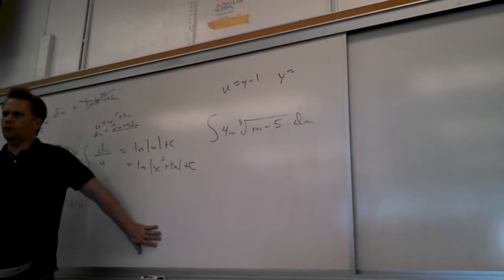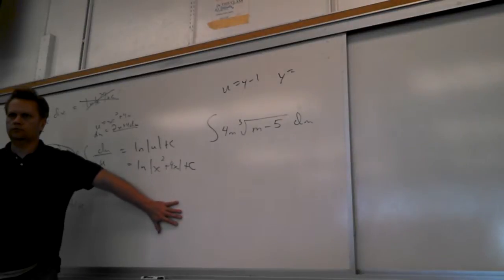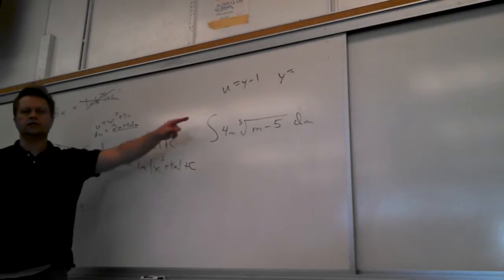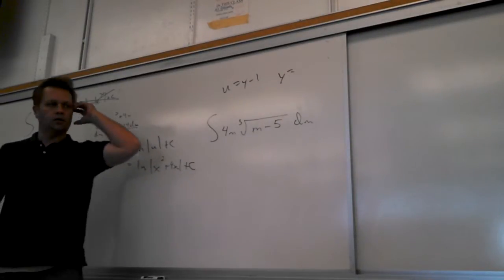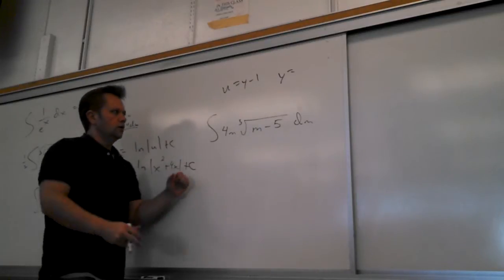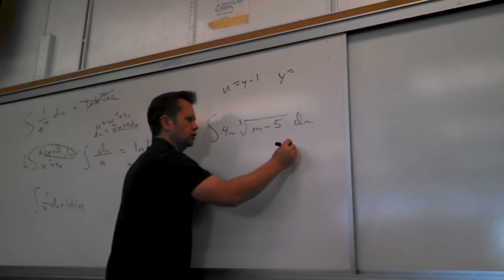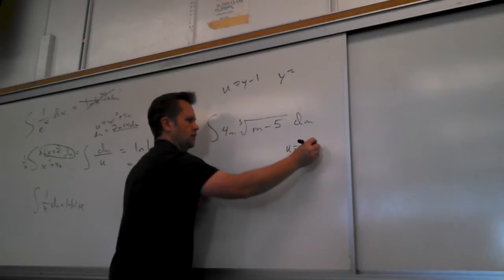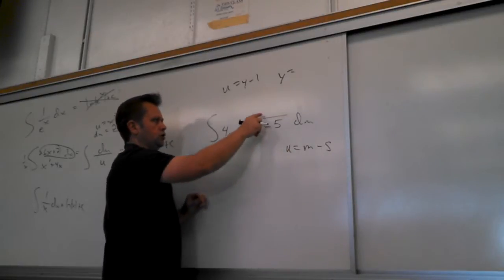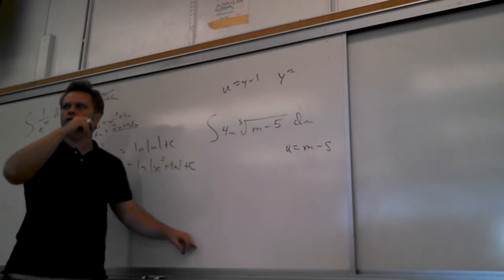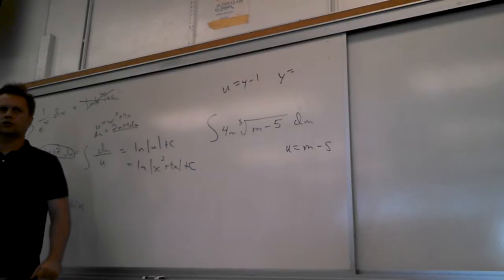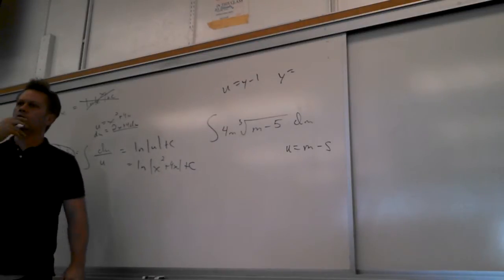Right? Every one of you had a problem that looked something like that. So every one of your problems are actually that problem. They're all the same problem. So it's pretty obvious u has to be m minus 5. Why don't I want to let u equal the whole cube root of m minus 5? Because its derivative is not in there.